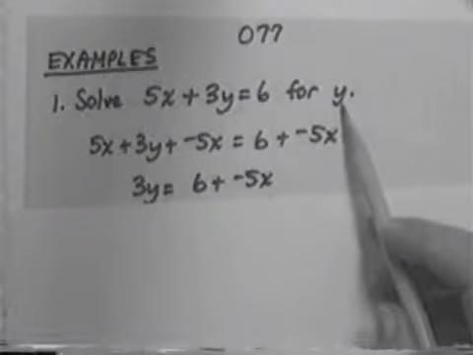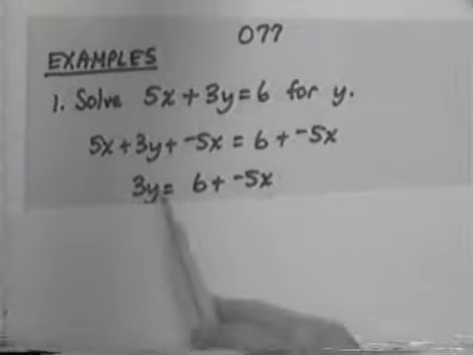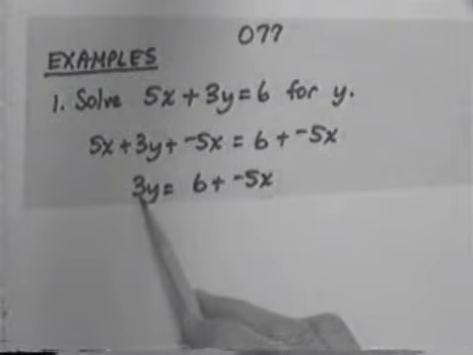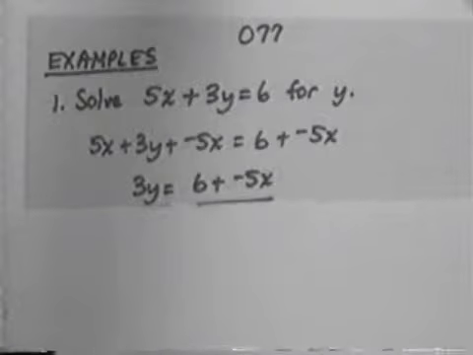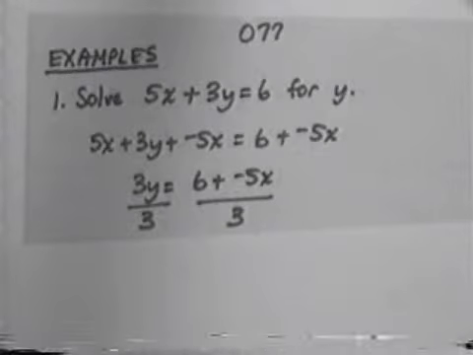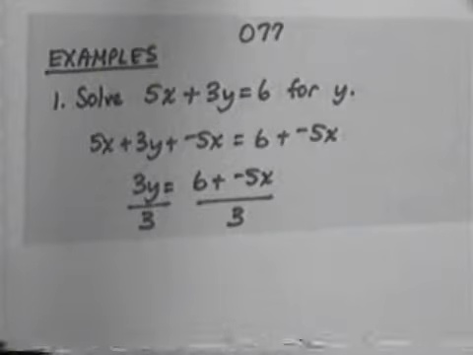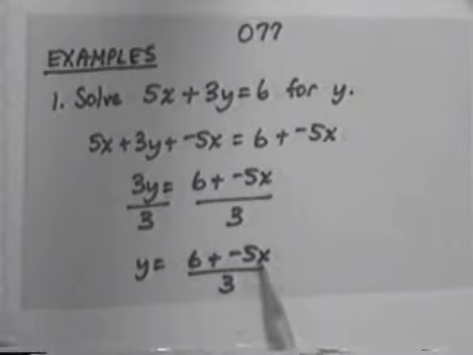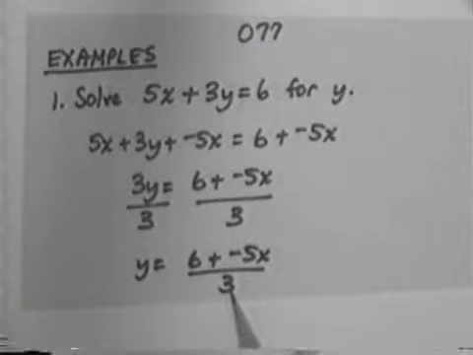The designated letter is y. Y is almost by itself. All we must do is divide by its coefficient, which is 3. And so we divide both sides of this equation by 3. On the left, the 3's cancel, leaving us with y. On the right, we can write simply 6 plus negative 5x over 3.